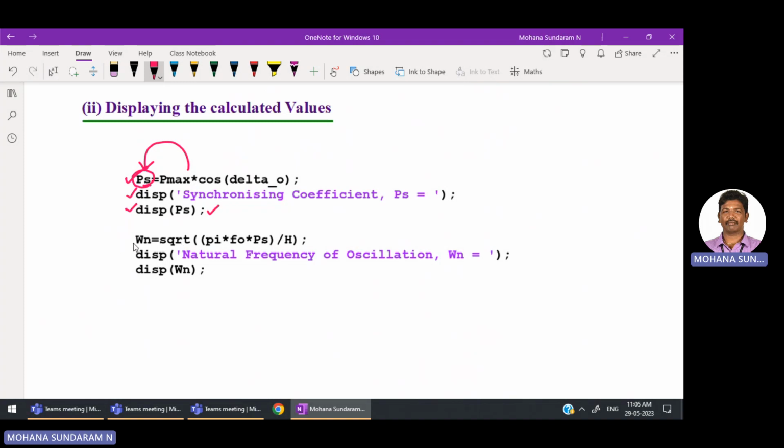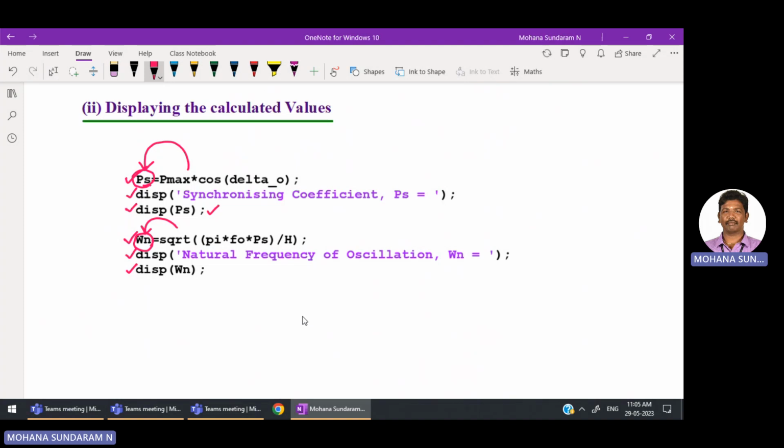This is another example where wn is calculated and the value is stored in this variable. This is an interactive line which will be printed as such, and this is the line which will print the value present in this variable wn. So now we have learned how to write a MATLAB code for the mathematical equation, and how to print out those values to the screen. Now we will learn how to get the values from the user.